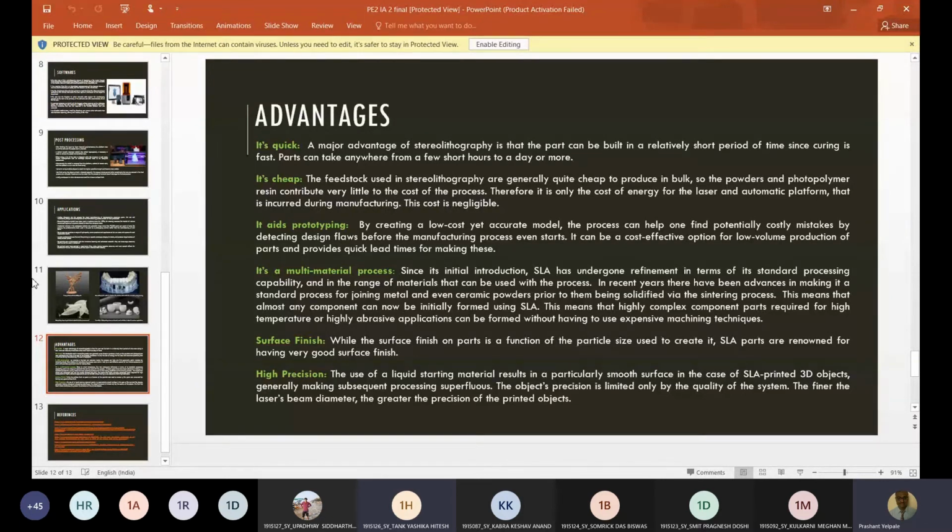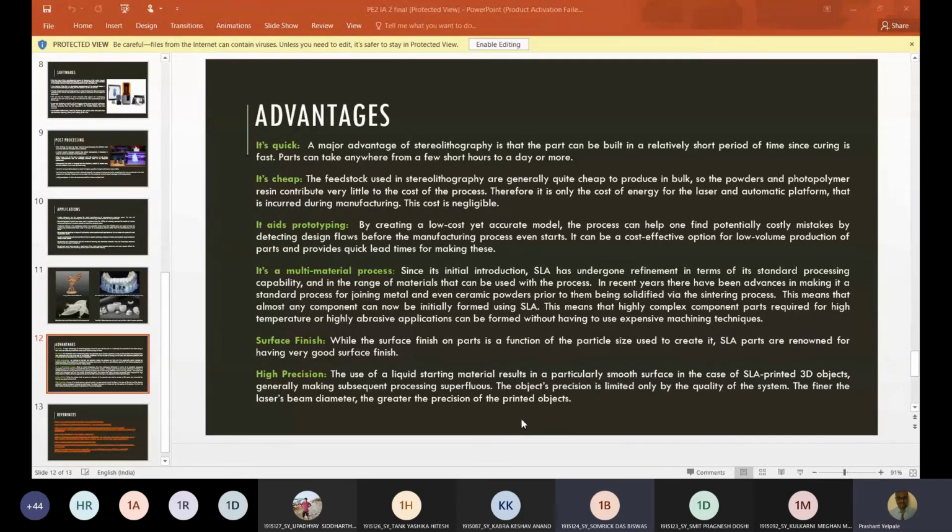Next is surface finish. SLA parts are renowned for having very good surface finish and high precision. The object's precision is limited by the quality of the system, so the finer the laser beam's diameter, the greater the precision. Basically, the only limiting factors in the precision we can achieve using SLA are the diameter of the laser and the movement of the structure. The slower it moves, the more finished and precise an object we'll get, and the more time it takes.